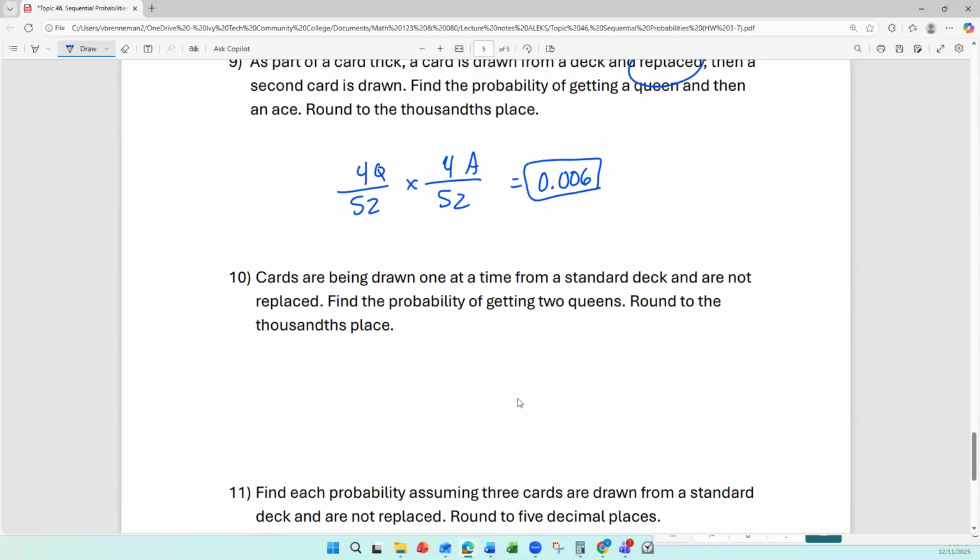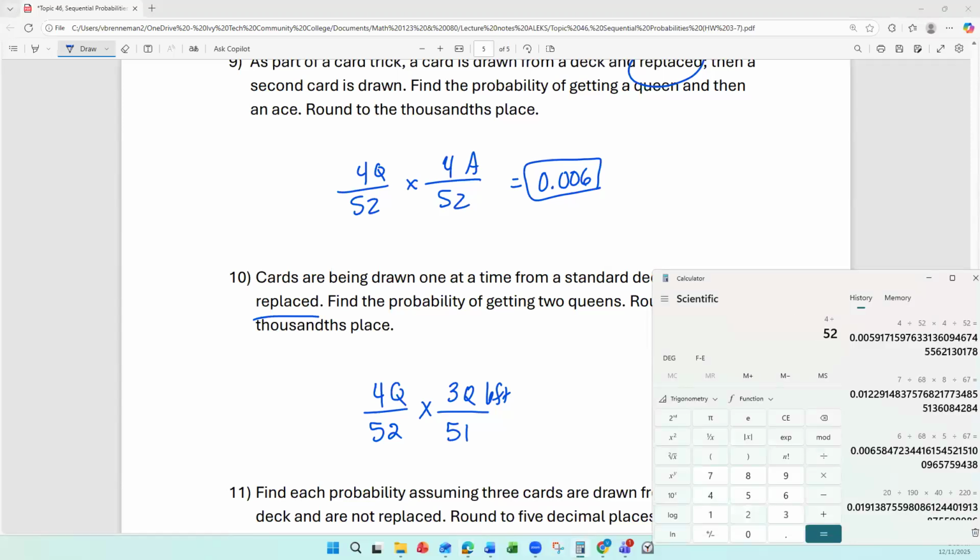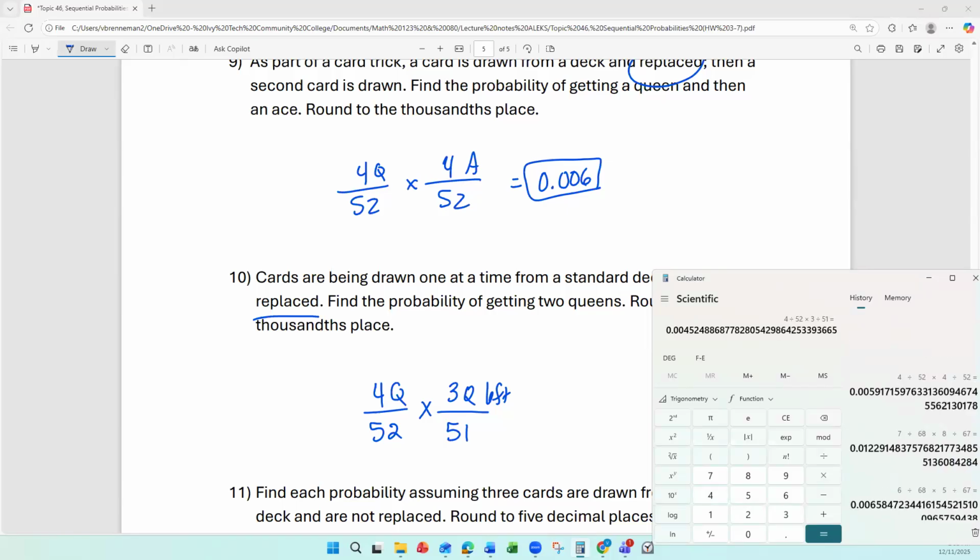Number 10, cards are being drawn one at a time and not replaced. So now the first draw is out of 52. The second draw is out of 51. The probability of getting 2 queens, the first one, there's 4 queens total. The second one, we're assuming that the first one was a queen, then there's only 3 queens left for the second draw. So 4 out of 52 times 3 out of 51. About 0.005.